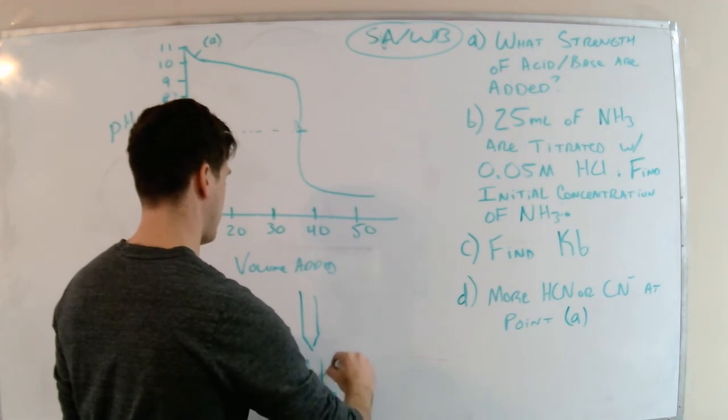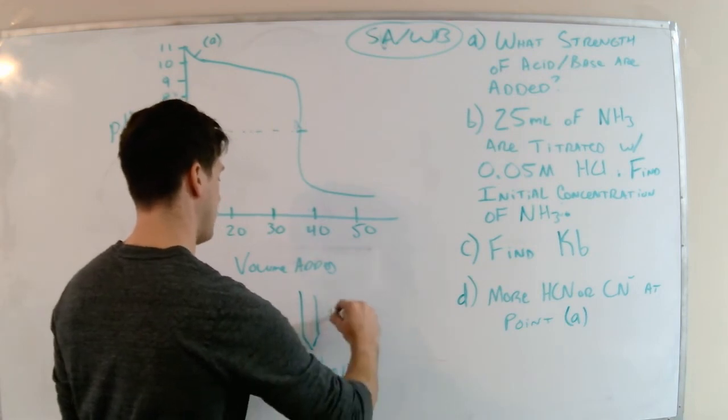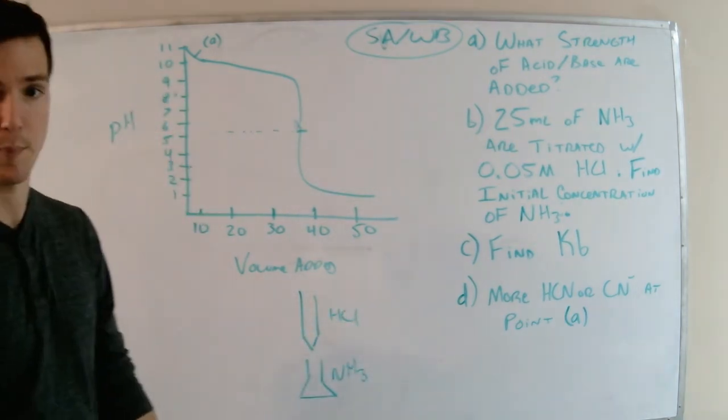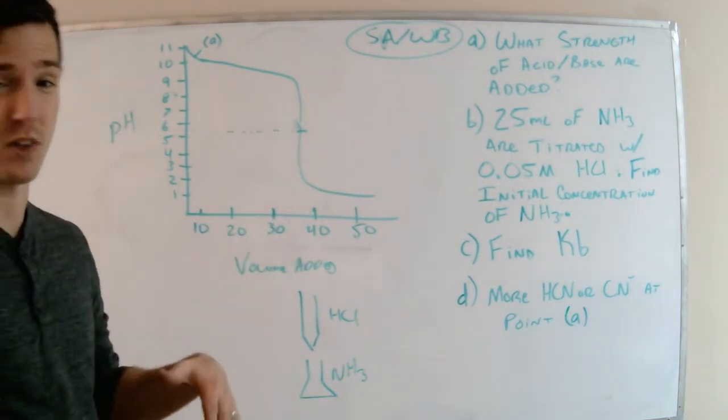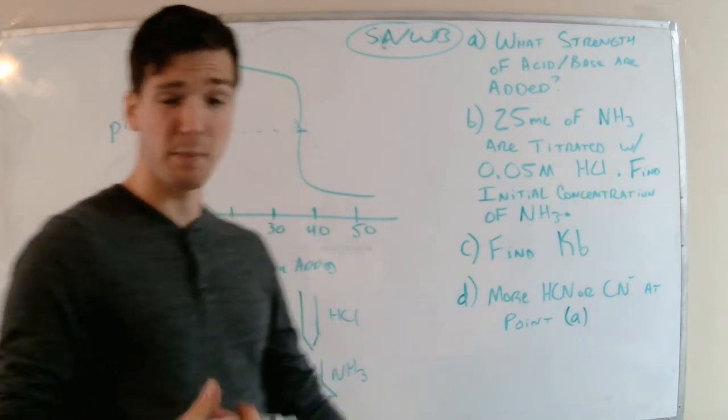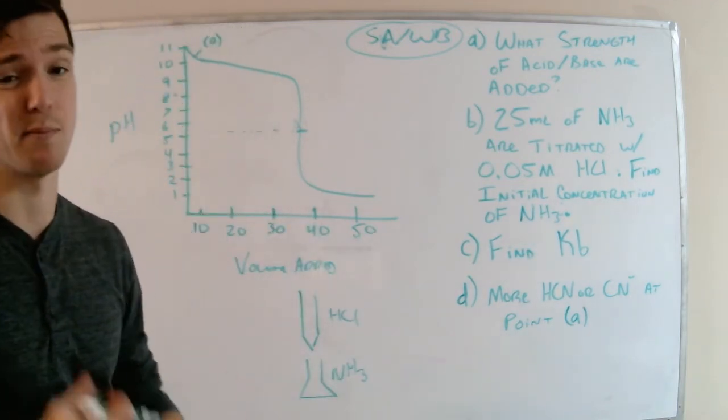It says NH3 is titrated, so that's going to be at the bottom. HCl is going to be at the top. I want the concentration of NH3, so I'm going to need moles over liters. They gave me milliliters, which I could change to liters, but I need moles.